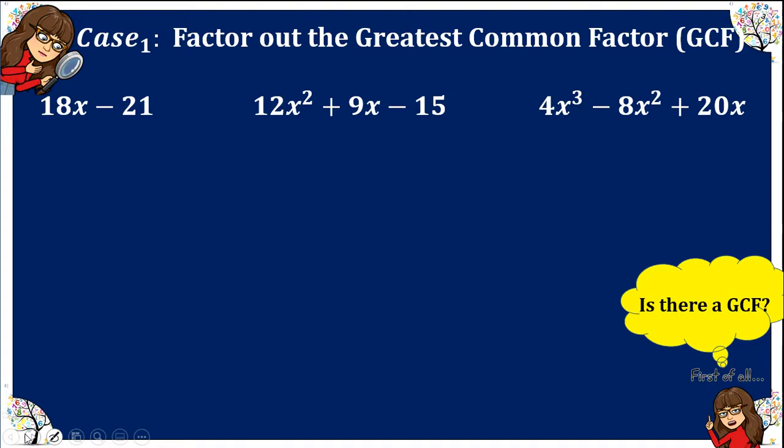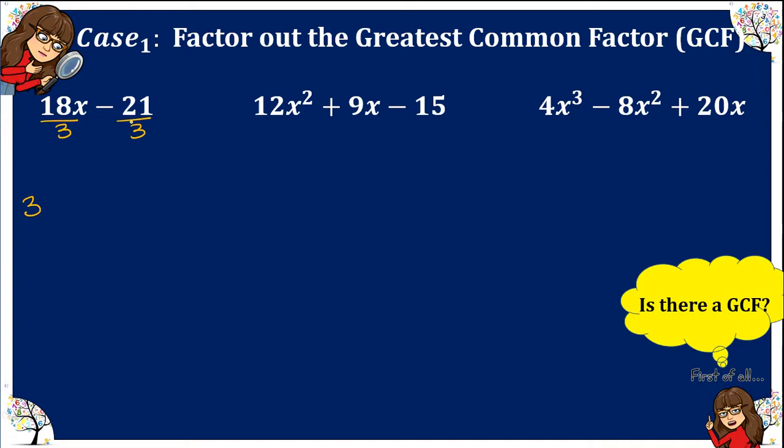There are many strategies and types of polynomials which we will factor. The first case is going to be factoring out the greatest common factor, which is always the first thing you ask. You ask, is there a greatest common factor? Is there a number or expression that can divide into each term of our polynomial? In our first example, we have this binomial, and I notice that 3 can divide into 18x and minus 21. So we're going to factor out the 3, and this is going to be the greatest common factor.